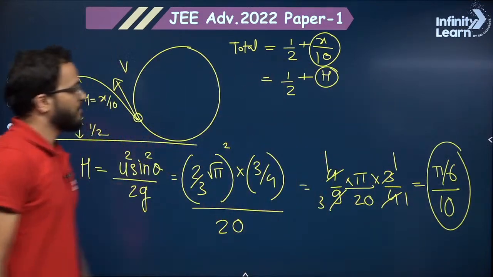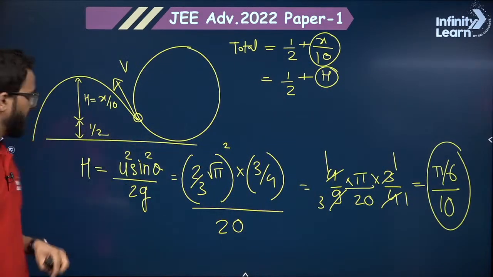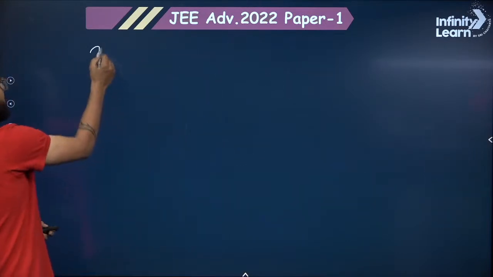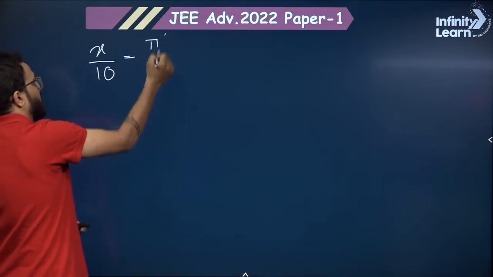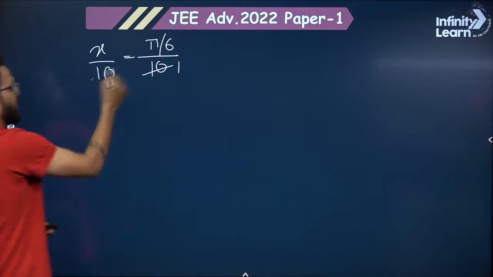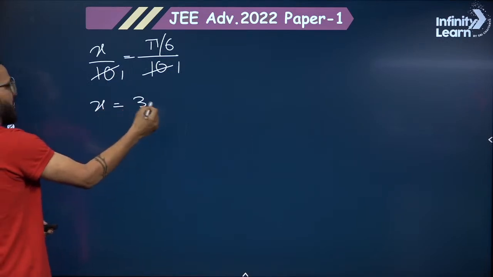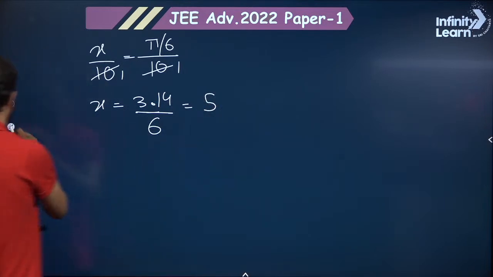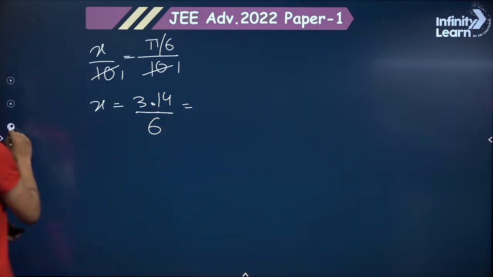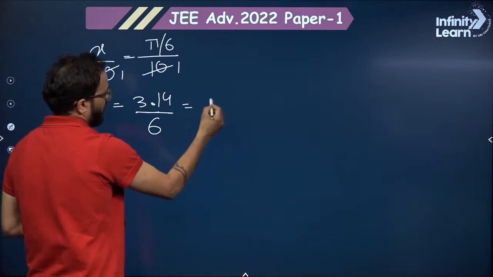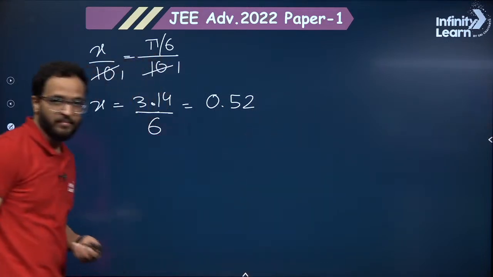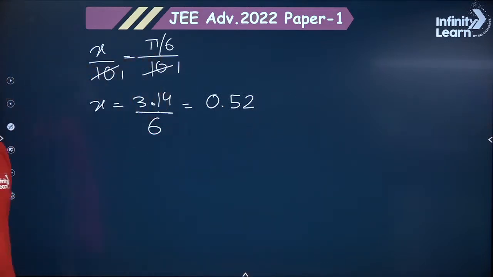Okay, now if we compare x by 10 and pi by 6 upon 10, so we will say that x by 10 is equal to pi by 6 upon 10. So x is 3.14 upon 6. So it is what? I do the calculation, 6 5s are 30, 0.5 something. Okay. So like this you can solve it, yes or no? So this is your answer for this particular question.